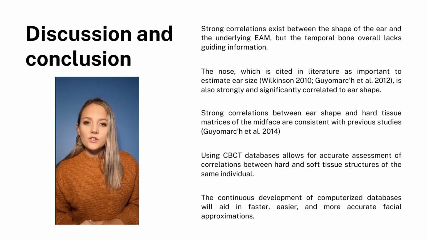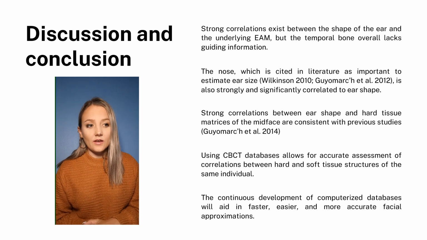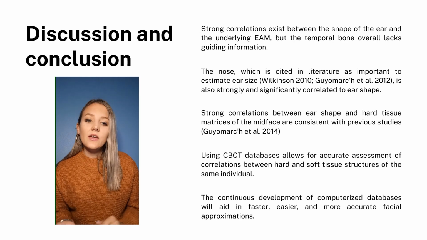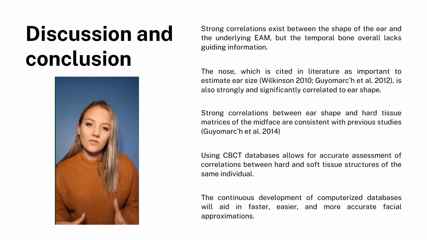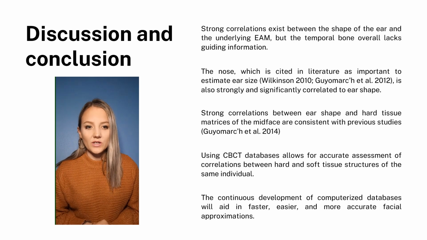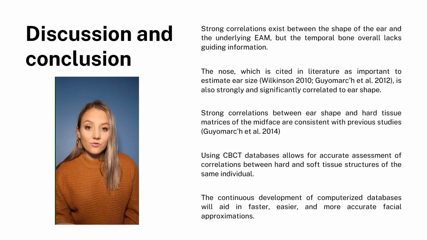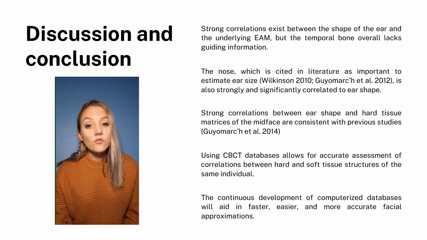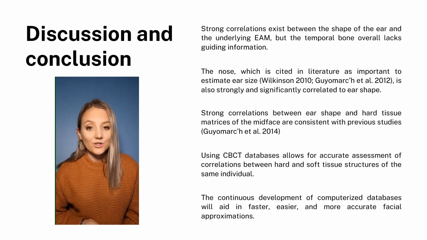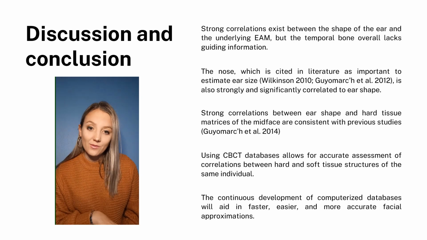Although strong correlations were observed between the shape of the ear and the shape of the underlying EAM for both left and right sides, the temporal bone itself does not provide a lot of guidance when estimating the size and shape of the ear in facial approximations. Throughout the history of facial approximation, most researchers relied heavily on other facial features such as the nose when predicting ear size. The results of our study have further strengthened the relationship between these two facial features by also finding strong positive correlations between their shape.